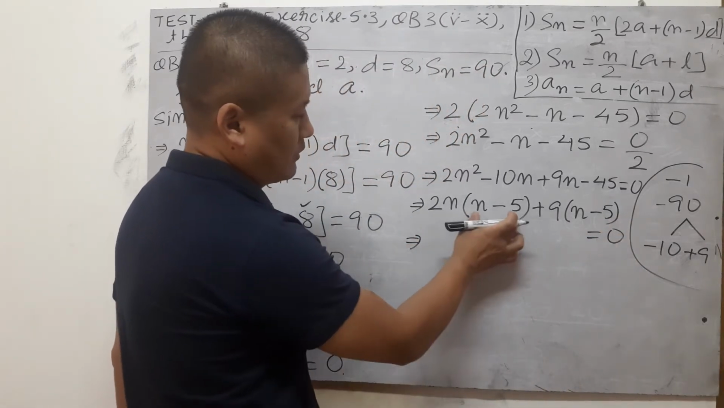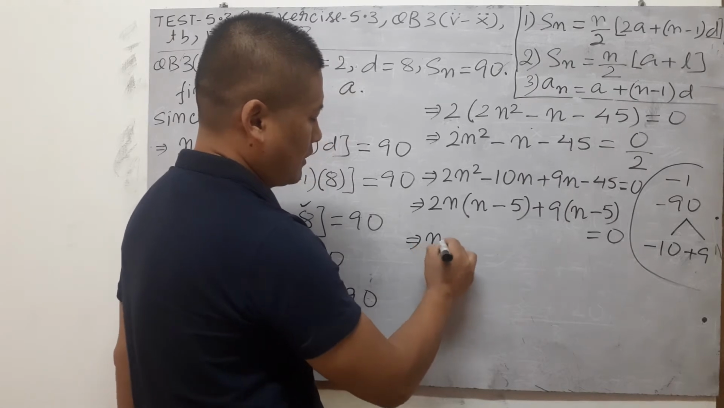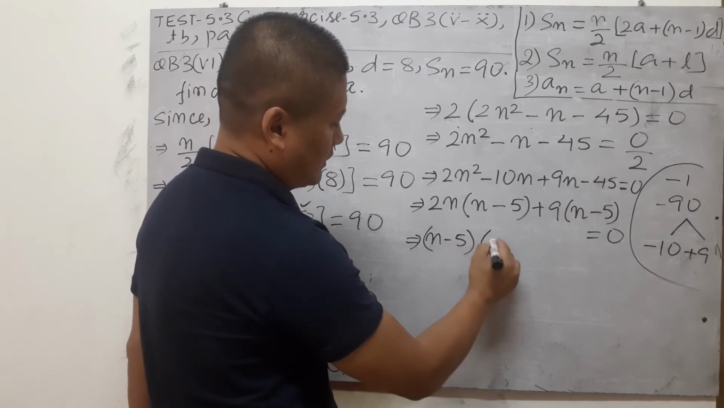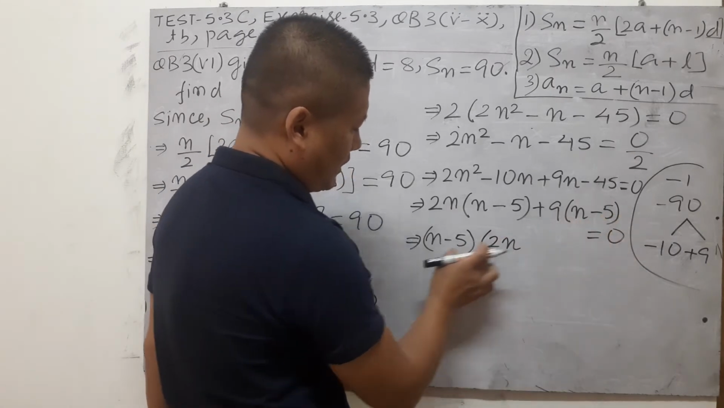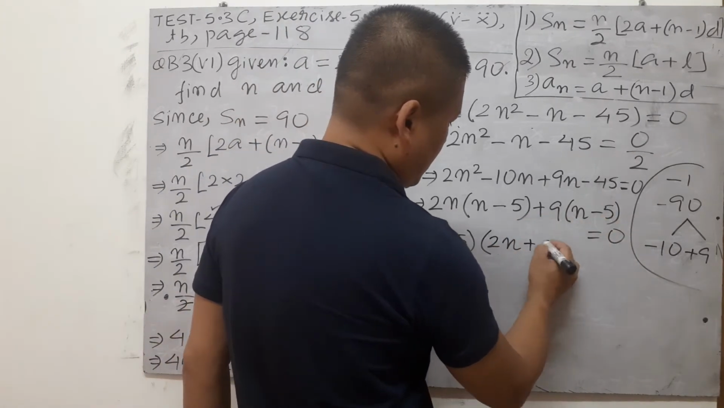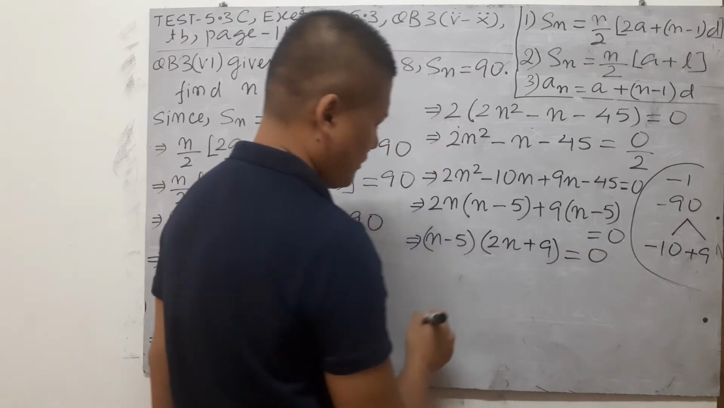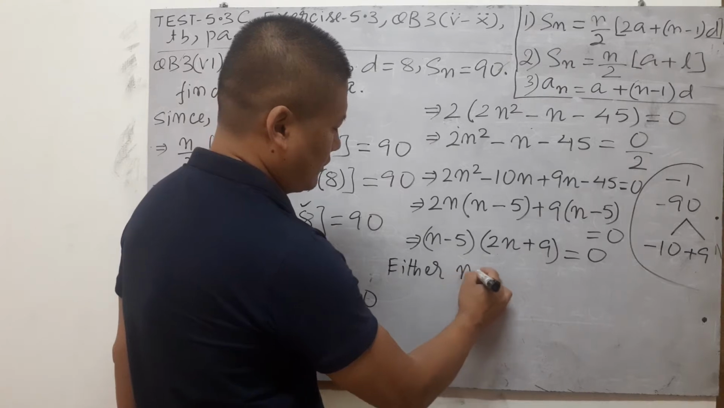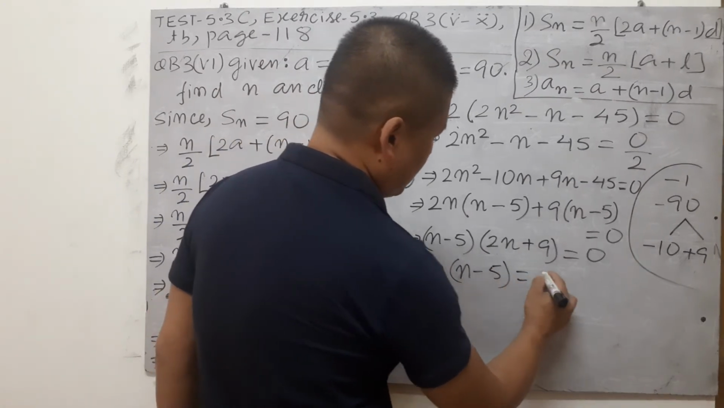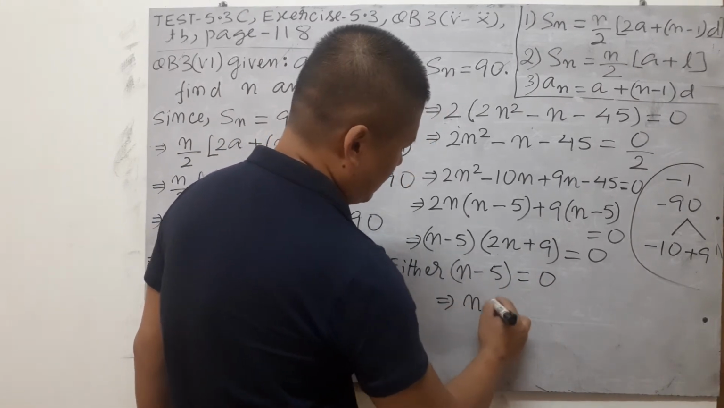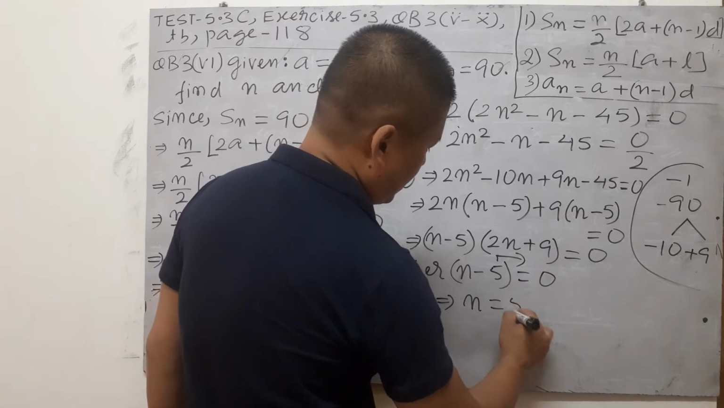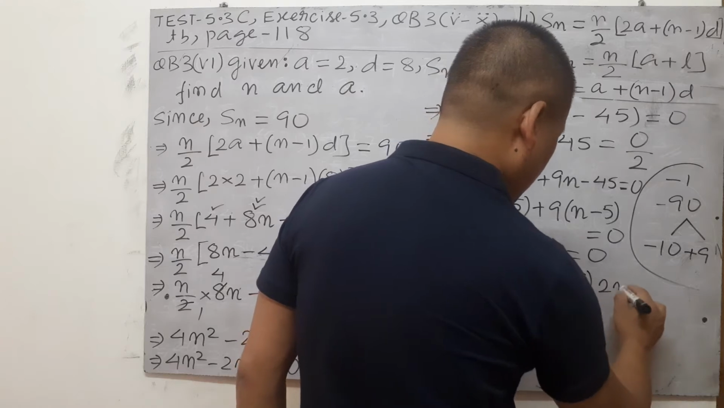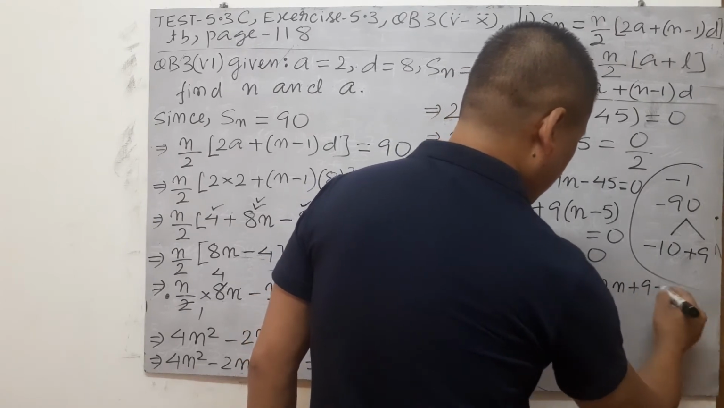So here the common factor is n minus 5. This has gone out, so this 2n will go inside. n minus 5 has gone out, so plus 9 will be inside, equal to 0. Therefore, either the first factor n minus 5 will be equal to 0, so that gives you n equal to, minus 5 goes to the right side, becomes plus 5. Then the second factor 2n plus 9 equal to 0.